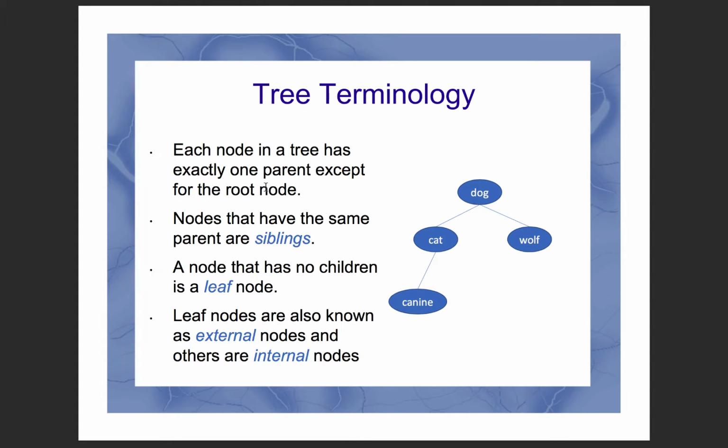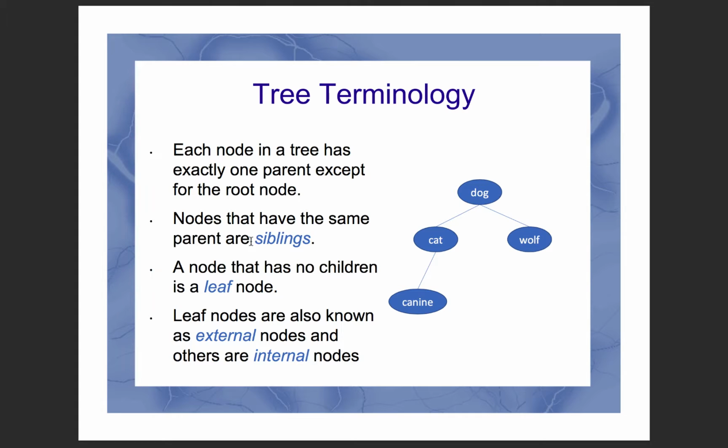Now each node in a tree has exactly one parent except for the root node. It's similar to the predecessor concept. We know that each node has at most one predecessor, so similarly we can say that each node has exactly one parent except for the root node. The root node doesn't have a predecessor, so similarly we can say that the root node doesn't have any parent. Otherwise, all the nodes have exactly one parent other than the root node.